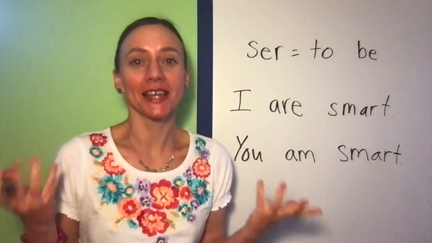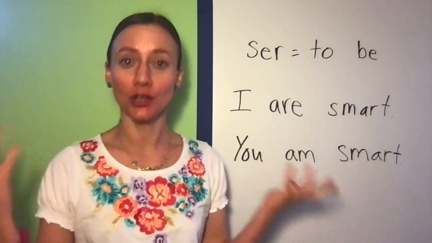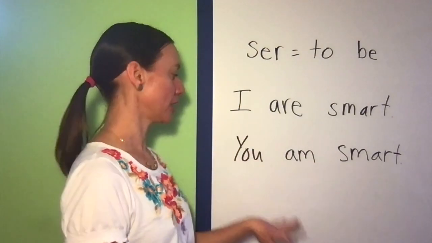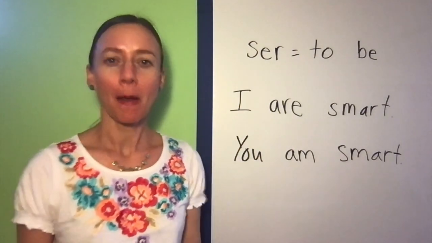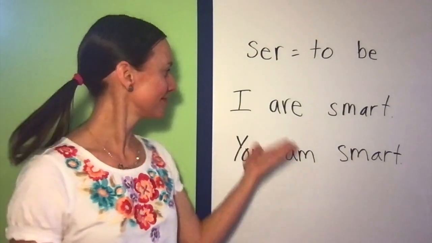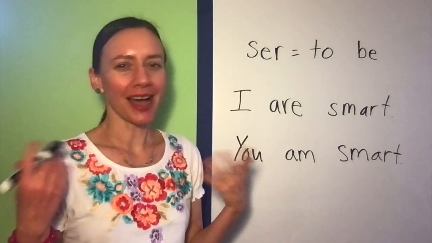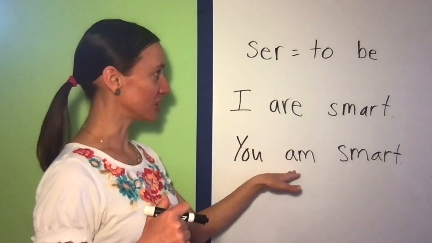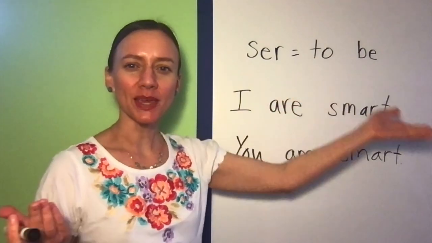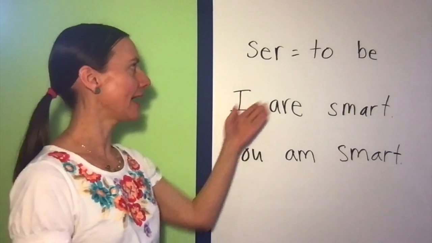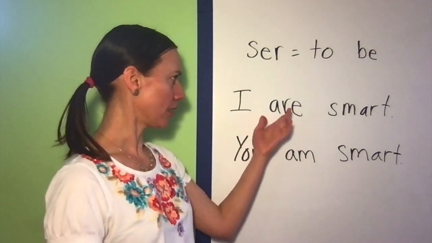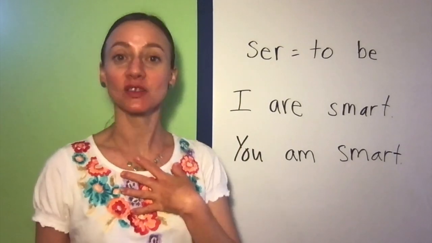We know, if we're native English speakers, we automatically know that we're supposed to say, I am smart and you are smart. But what's the difference between those words? They both kind of mean the same thing, but they're basically just different versions of the word be, right? We're not supposed to say I to be smart, I are smart. No, we say I am smart.